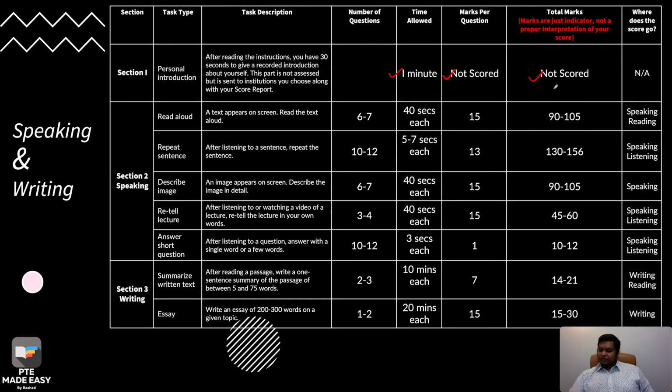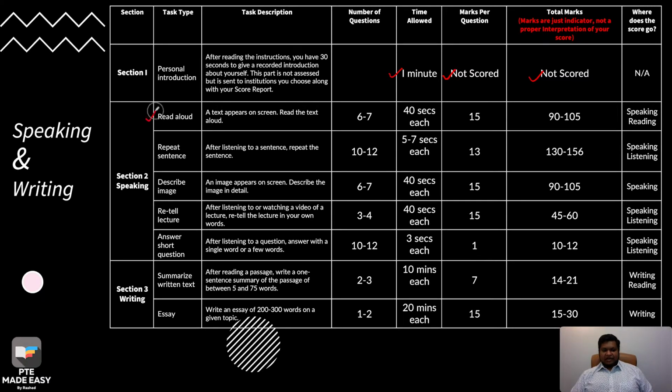Now, even though it is not marked or scored, we recommend that students actually introduce themselves loudly in this segment. In this way, they will warm up their vocal cords for the speaking section. In the speaking section, there are 5 types of questions. So in PTE, there are altogether 20 types of questions. In the speaking section, there are 5 types of question.